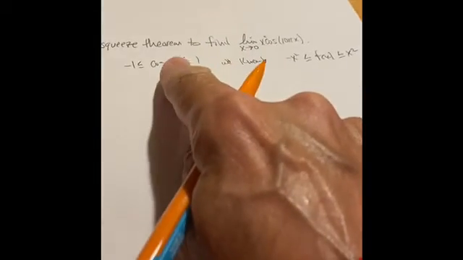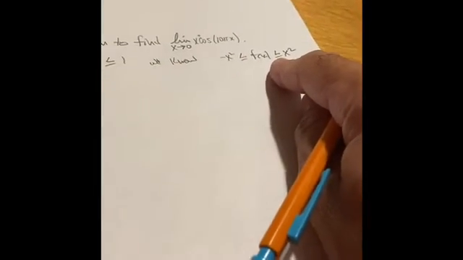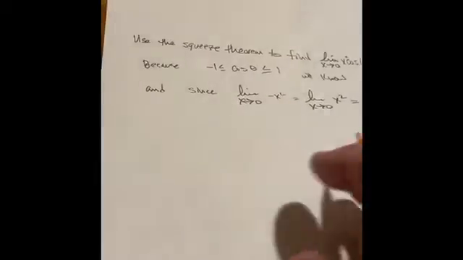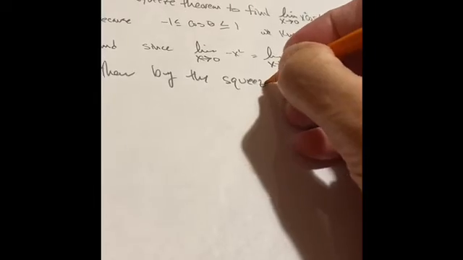So because we know this is true, and since the limit as x approaches 0 for h of x, -x squared, equals the limit as x approaches 0 for x squared, which equals 0, I always conclude then by the sandwich theorem or squeeze theorem, the limit as x approaches 0 for f of x is 0.